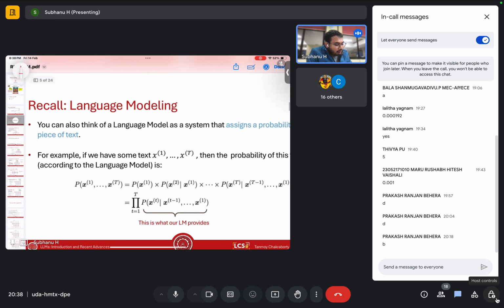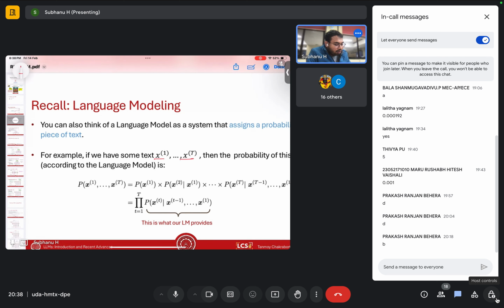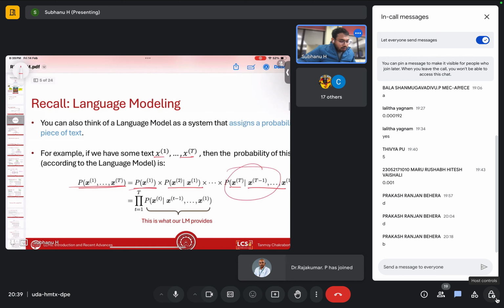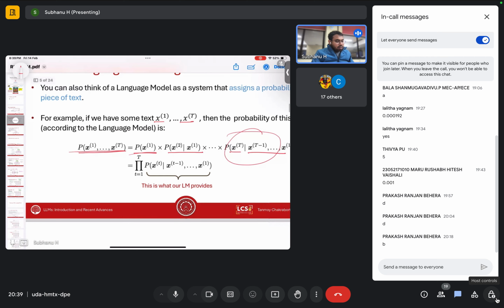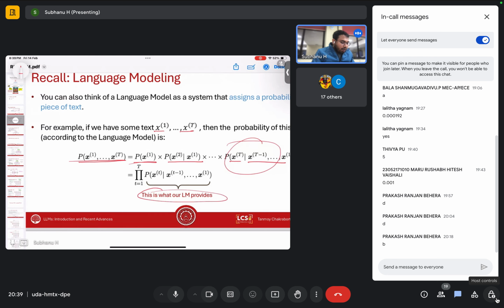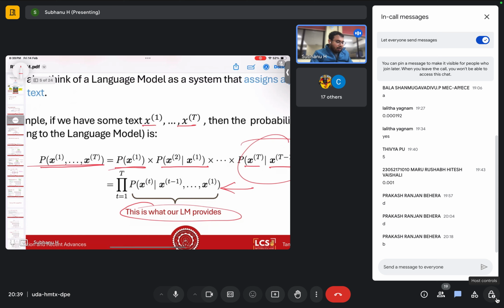Suppose we have some text x1 to xt. Then the probability of this according to the language model is probability of x1 times probability of x2 given x1, up to probability of xt given all the other words. What does this mean actually? It means the probability of corn given I like pizza with lots of. This is what our language model provides: the multiplication of probability of xt given xt minus 1 to x1.